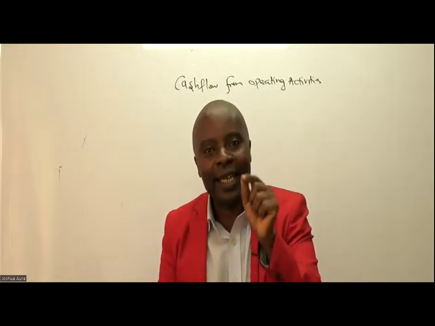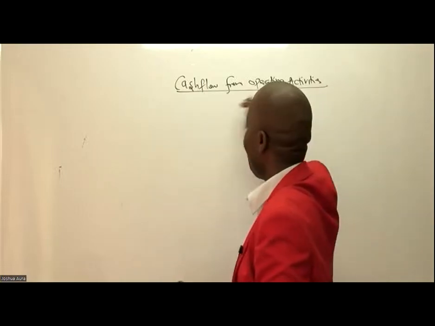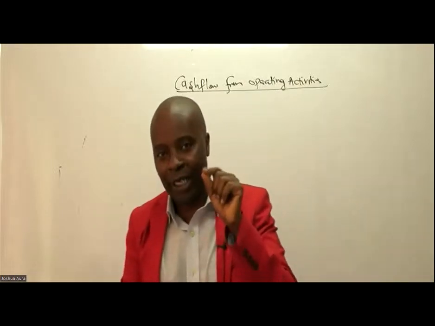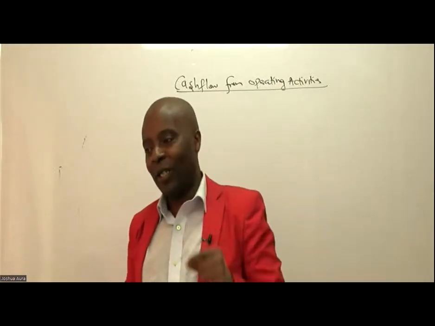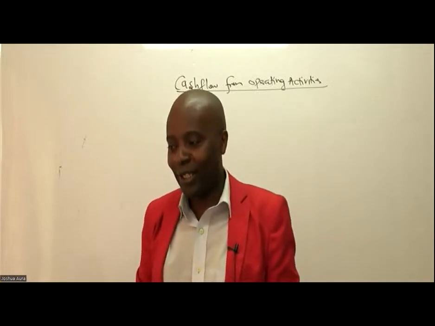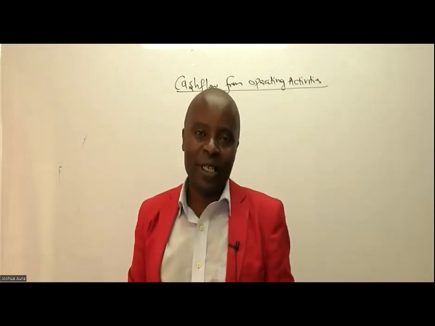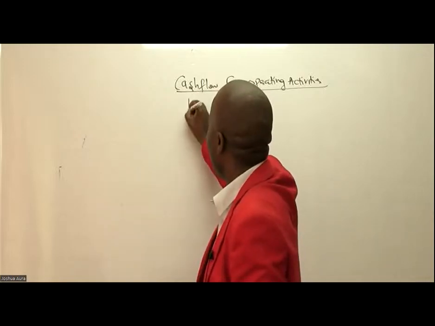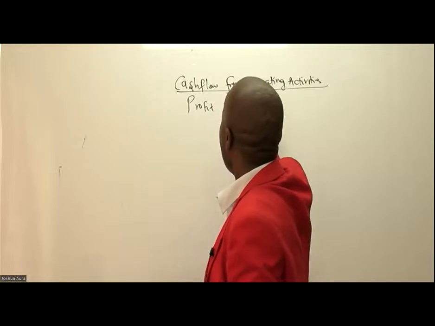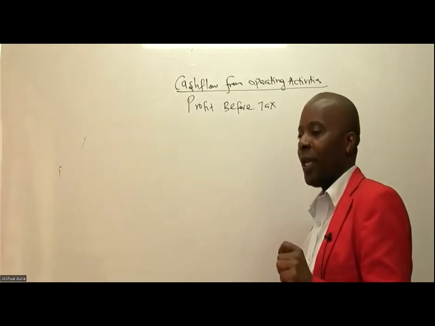In the indirect method, is there anybody who is able to remember which item we're supposed to start with here? The first item under operating activities. Which item are we supposed to start with? Profit before tax, you are right. You're supposed to start with profit before tax.